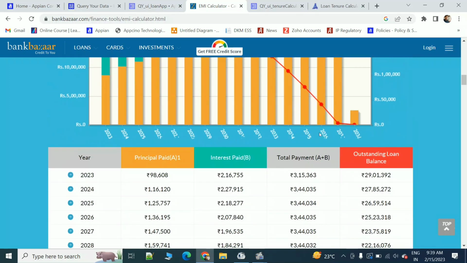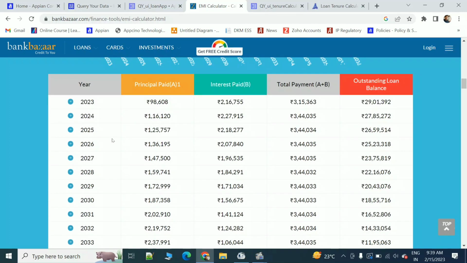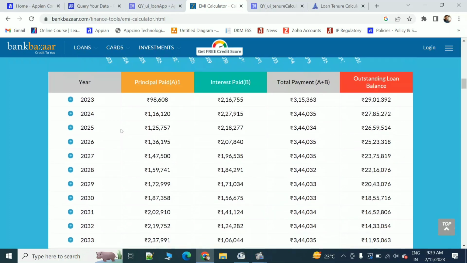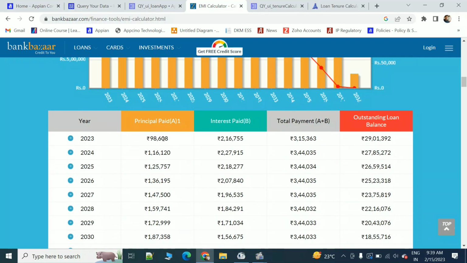And one more piece of information, bankbazaar.com is showing you the complete month-wise breakup. If you are taking a loan for 15 years, a 15 years breakup is given here. Like in 2023, the total principal amount you have to pay is 98,000 and total interest amount is 2,16,000. So total you have to pay, including principal and interest amount, 3,15,000. So after 1 year your outstanding amount is 29 lakhs.